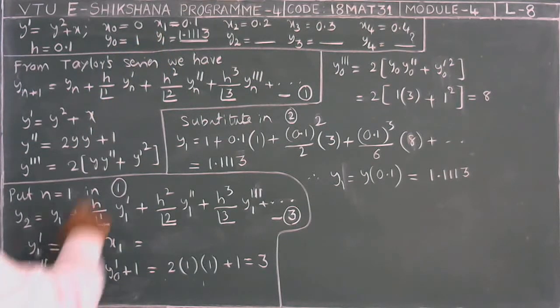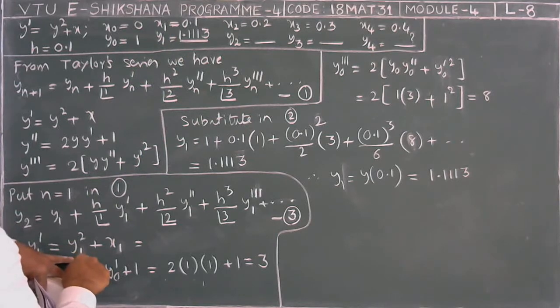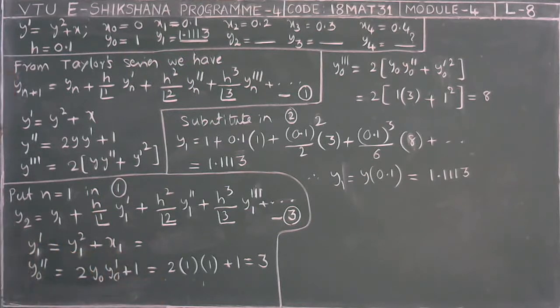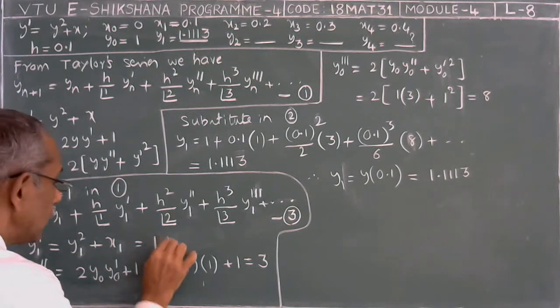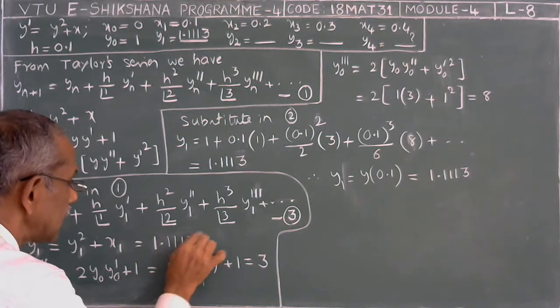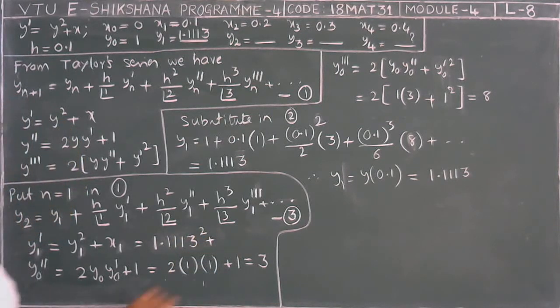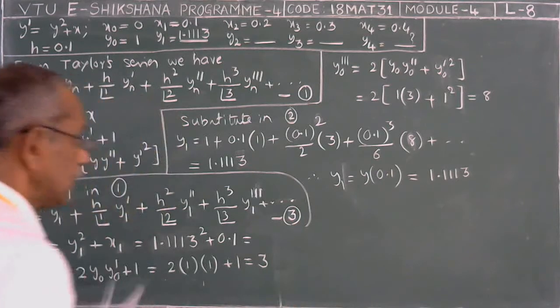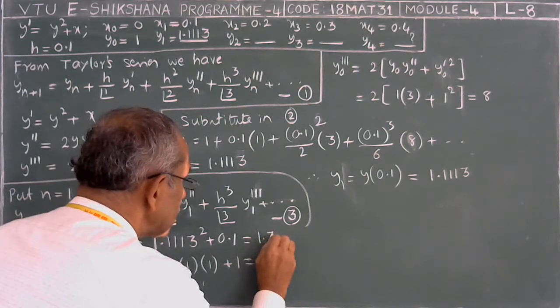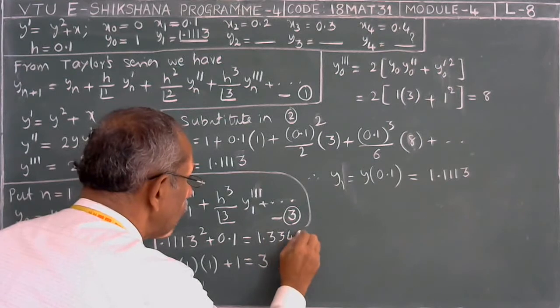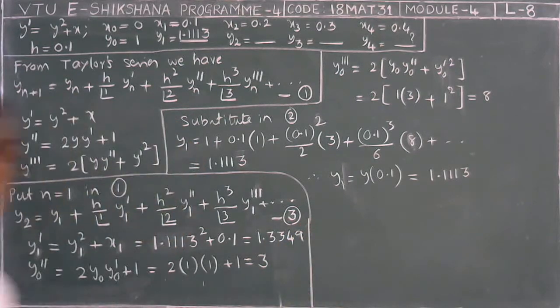y1 is 1.1113, y1 square, 1.1113 square plus x1. x1 is 0.1. So this will be equal to 1.3349. So you get 1.3349.